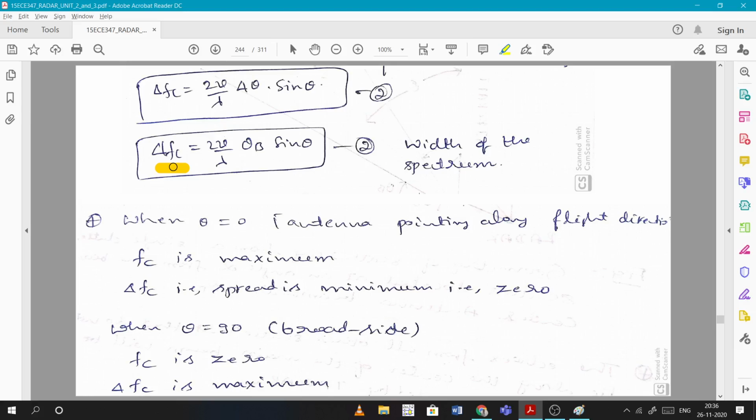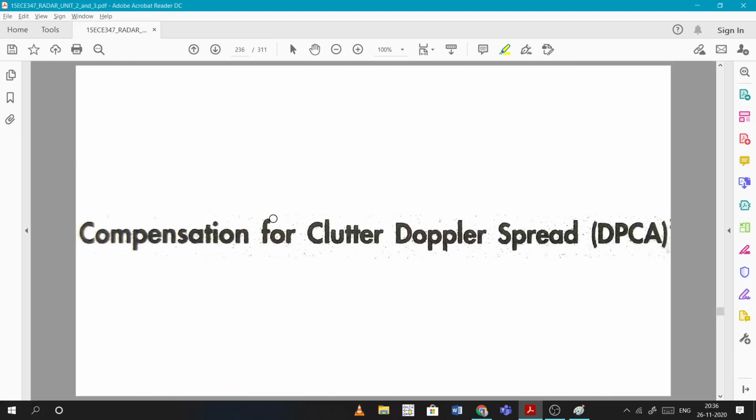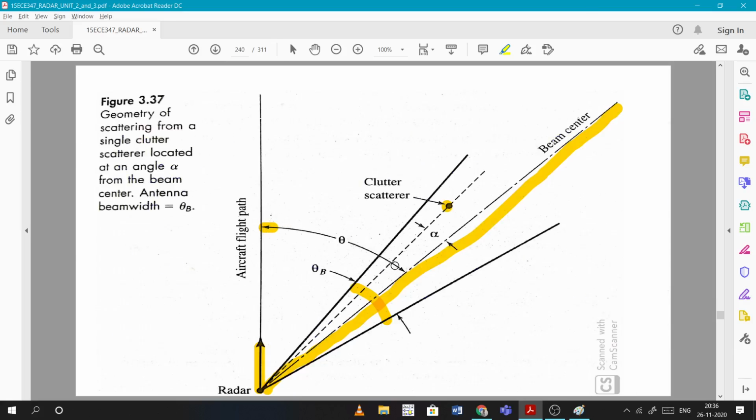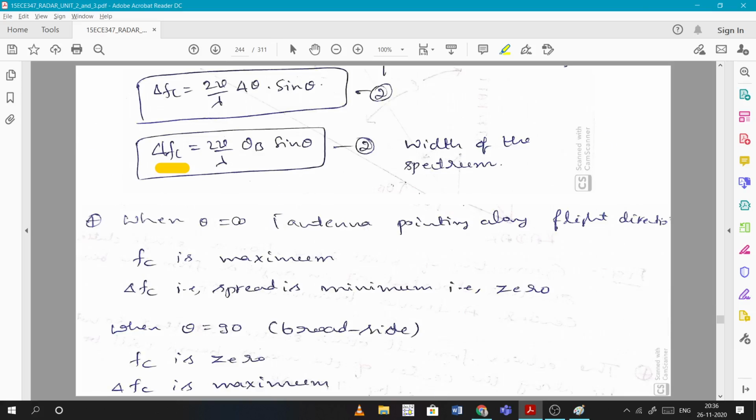So when theta is equal to 0, the antenna is pointing along the flight direction, right? The theta in this diagram is here. If this theta becomes 0, that means along the flight path, we get fc at the maximum. So theta is 0, sin theta is 0, so you get delta fc, the spread, at the minimum. So the spread is minimum.